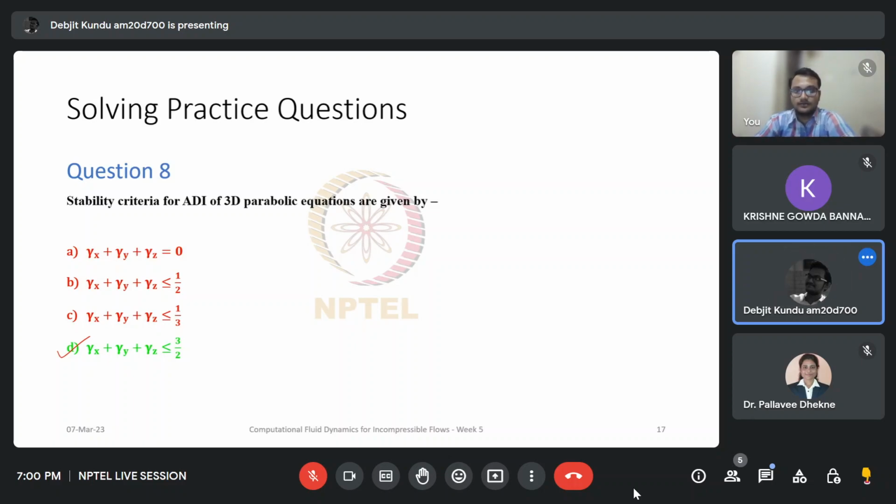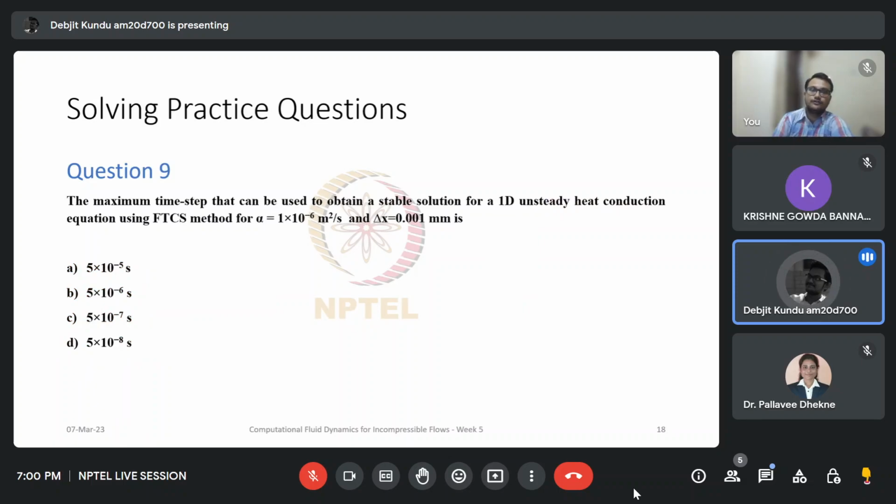Any questions on this one? Okay. So we will move on to question number 9 of today's session, which is a numerical type of question. It is asking us the maximum time step that can be used to obtain a stable solution for 1D unsteady heat conduction equation using FTCS method for alpha equal to so and so. Okay, so and so is 1 into 10 to the power minus 6 meters square per second, and the delta x is equal to 0.001 millimeter.